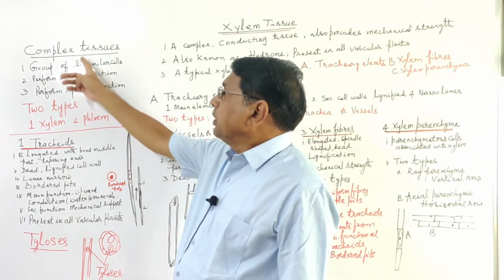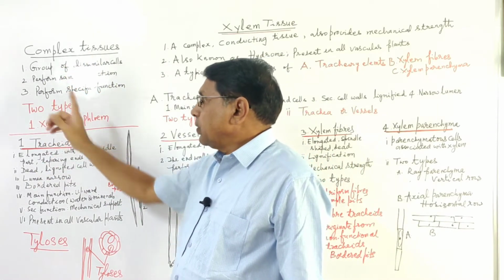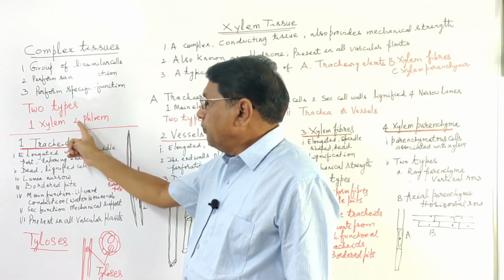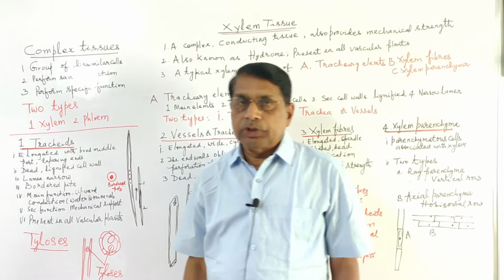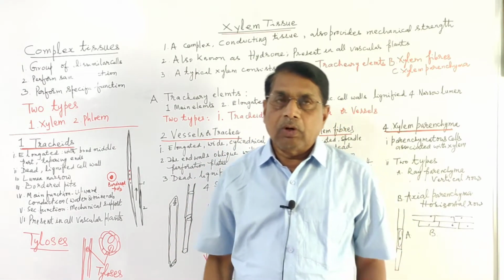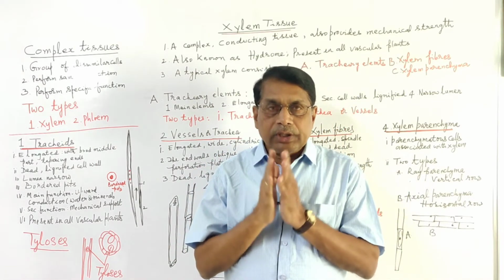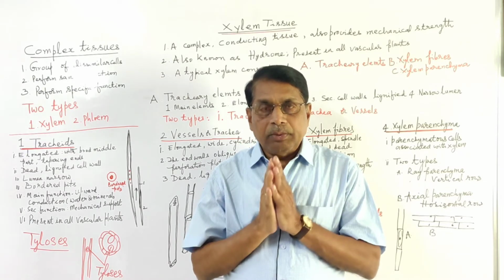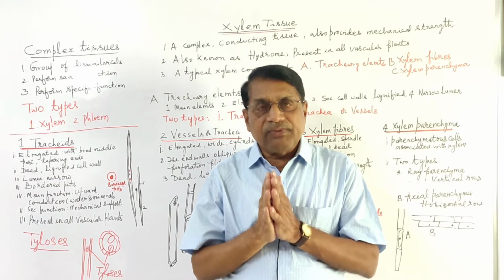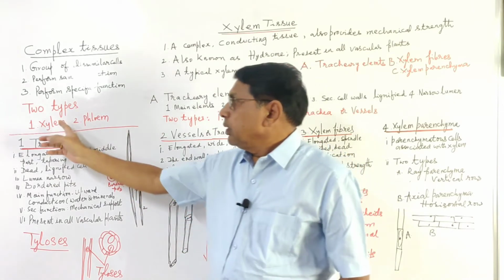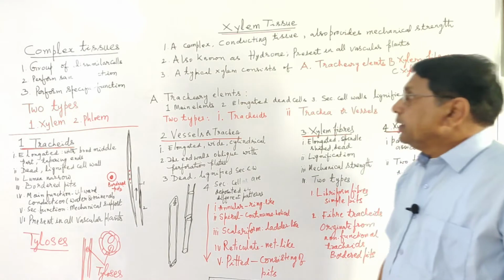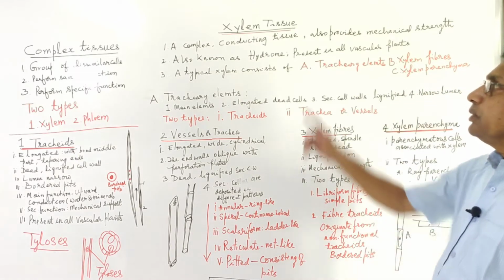Then the complex tissues are 2 types, xylem, phloem. Complex tissues contain more than one type of cells but perform the same specific function. In today's class, let us discuss the xylem tissue.